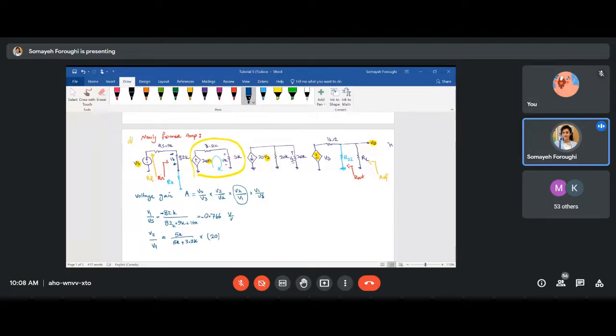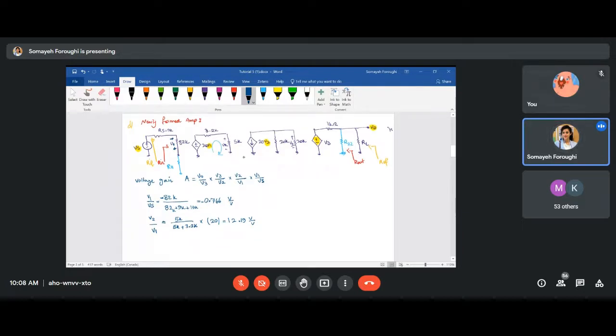So now this is going to be your V2 over V1. It will end up having 12.19 volt per volt. Now our next job is to find V3 over V2. So we have V3 over V2. For V3 over V2, you have to work here.